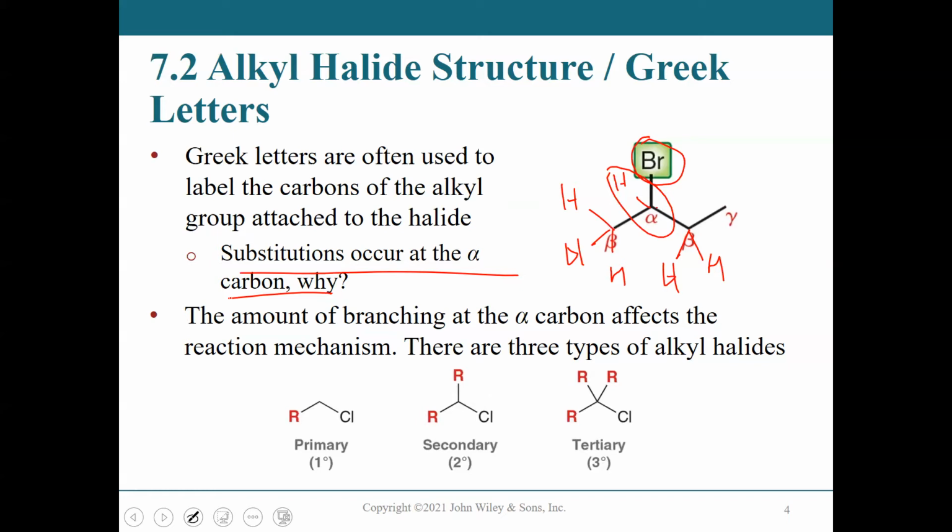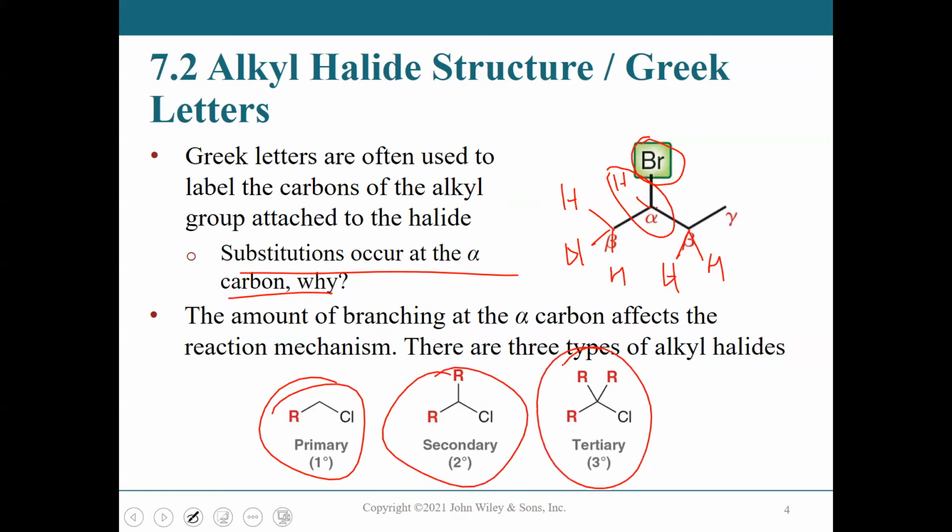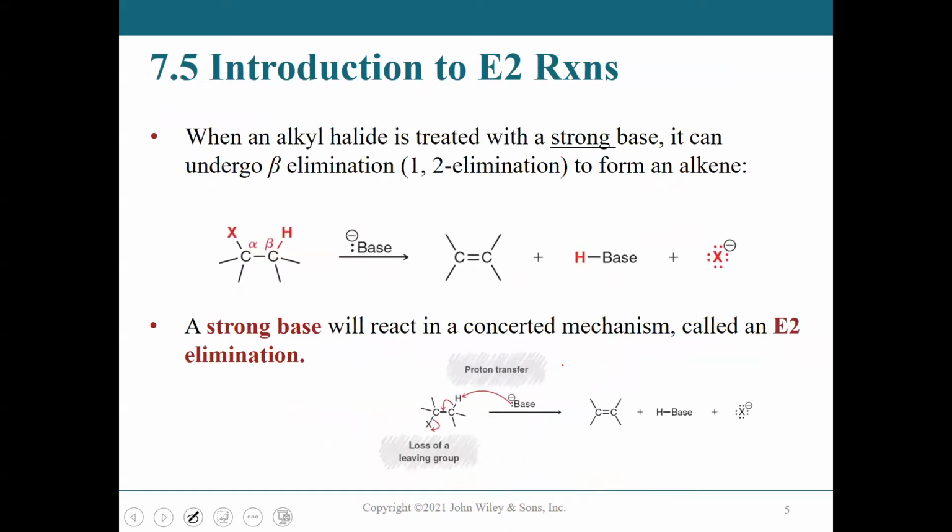There are 3 types of alkyl halides. We will use this again: primary alkyl halide, secondary alkyl halide, or tertiary alkyl halide. This is an alkyl halide, but you can also call it a primary substrate, secondary substrate, and tertiary substrate, because remember that we're using different types of leaving groups. We're not only using halides, we're also using tosylates, and OH2+, protonated OH. So let's start with the very first reaction.